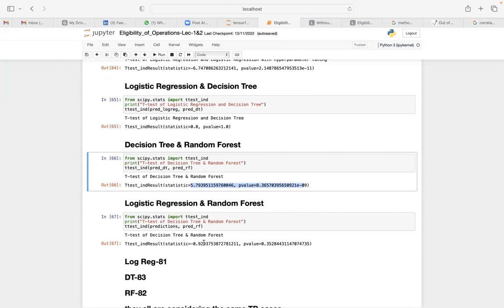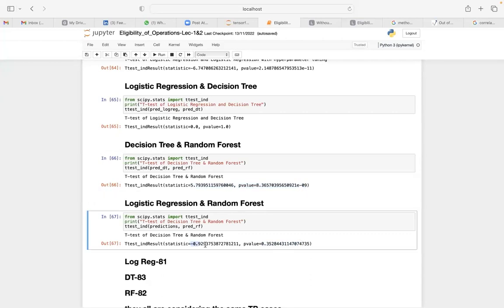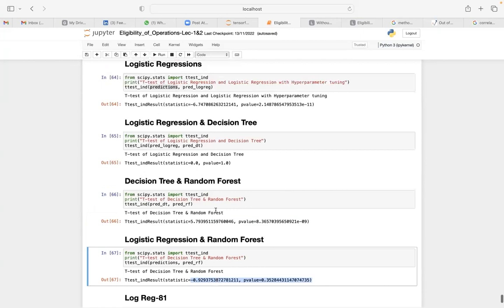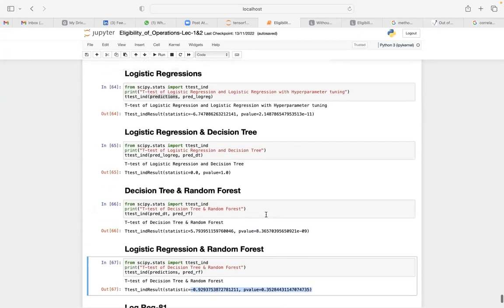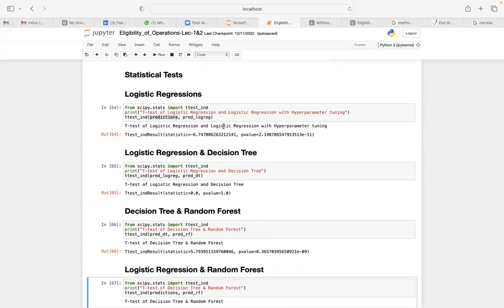Again, when you compare logistic regression with random forest, it says that the p-value is greater than 0.35. So the results of logistic regression and random forest are very similar. In tree-based models, you can see logistic regression and random forest, and when you tried, it was fine. In the equation-based model, when you tried logistic regression simply and logistic regression with hyperparameter tuning, it says that it is fine that you spend time on it.